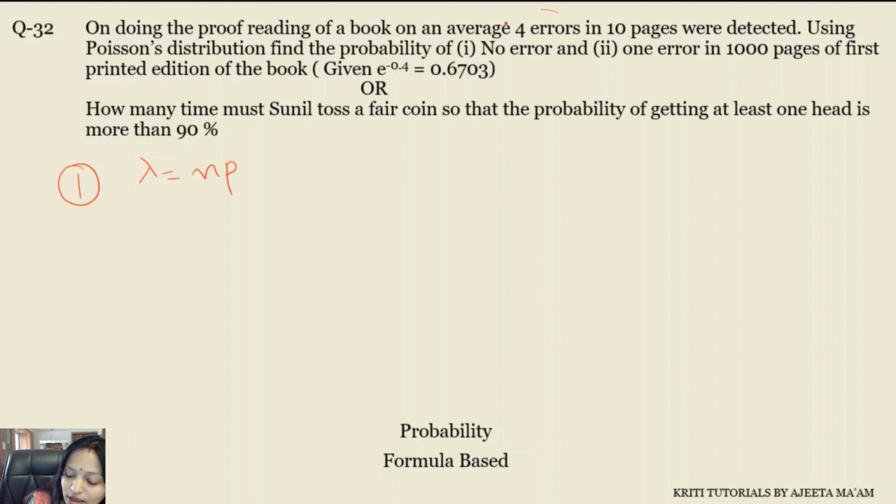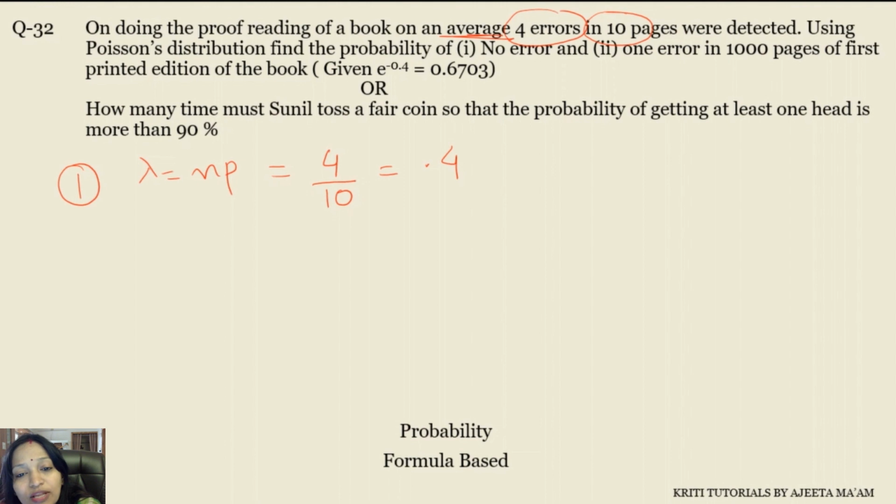यहाँ पे हमारे पास क्या है, 4 errors in 10 pages they have given. So 4 errors in 10 pages means your lambda will be calculated accordingly. दे हैव गिवन एन एवरेज 4 errors in 10 pages. सो एवरेज लैम्डा, अकॉर्डिंग टू द पॉइसन डिस्ट्रीब्यूशन कॉन्सेप्ट, इट इज द मीन, और मीन और एवरेज आर सिनोनिम्स. So directly they have given you lambda which is 4 in 10. So what's it? 0.4. That's your direct lambda value.